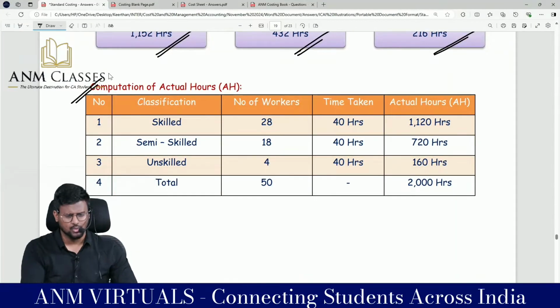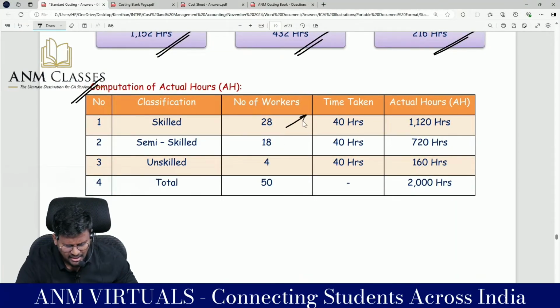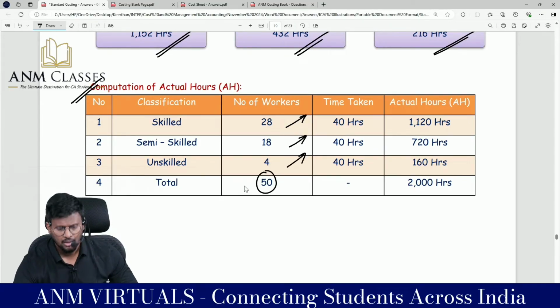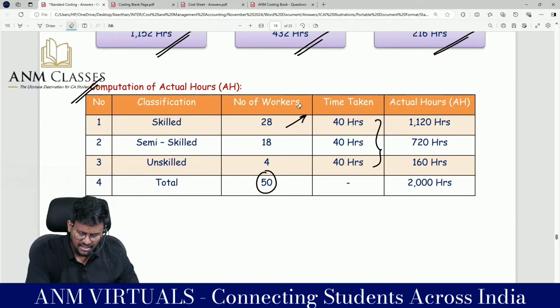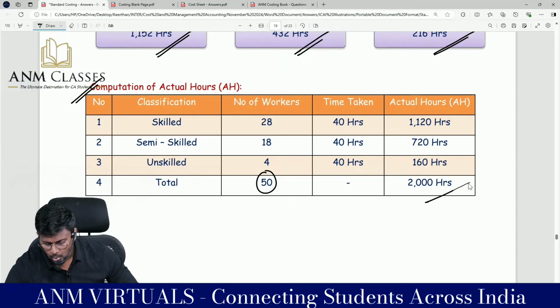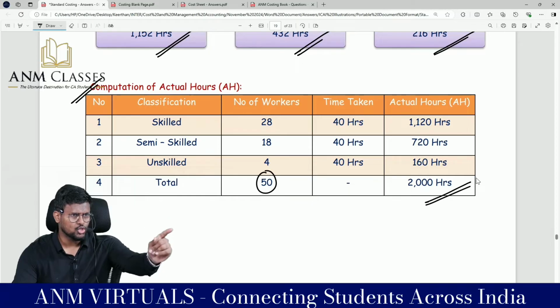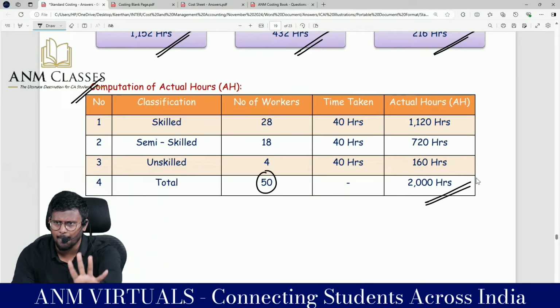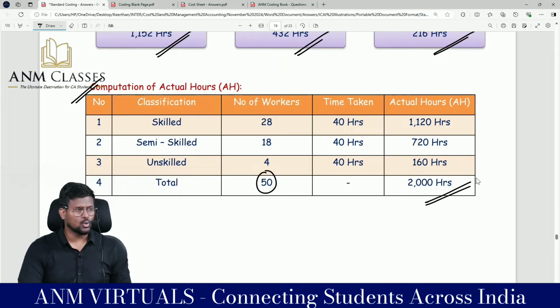அவங்களே questionலயே actual hours கொடுத்திருக்காங்க. Skilled எத்தனை பேர் வேலை செஞ்சிருக்காங்க? Semi skilled, unskilled, total ஒருத்தர் எத்தனை மணி நேரம் அப்படினா 28 into 40, 1120 hours. Sir, 18 into 40, 720 hours. 4 into 40. Total how much hour? அது ஒரு ஷாட்ல நம்ம சொல்லிட்டோம். 50 பேர், ஒரு ஆளுக்கு 40 மணி நேரம். 50 into 40, 2000 hours.